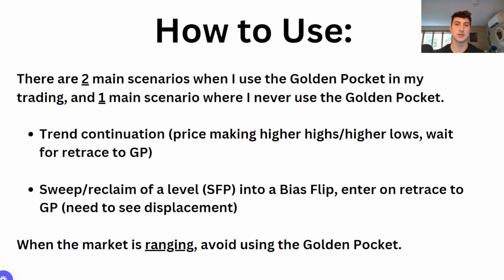All right, so how do you use the golden pocket fib? Well, there are two main scenarios when I use a golden pocket in my trading, and one main scenario where I never use a golden pocket. So the two main scenarios where I do use a golden pocket is trend continuation, which is where price is making higher highs, higher lows. You want to wait for that retracement to the golden pocket. And then the reversal method, which is waiting for a sweep and reclaim of a level or a swing failure pattern into a bias flip.